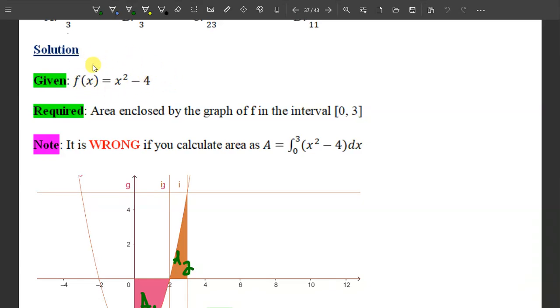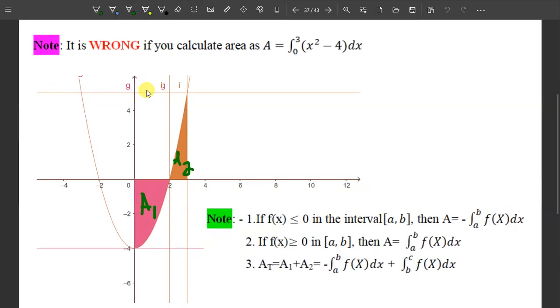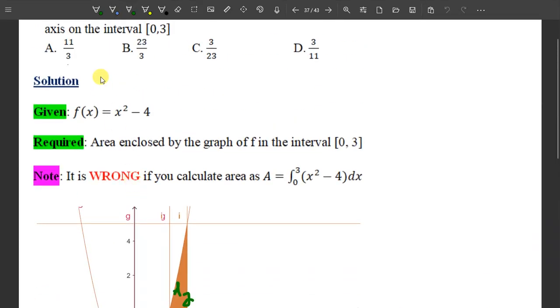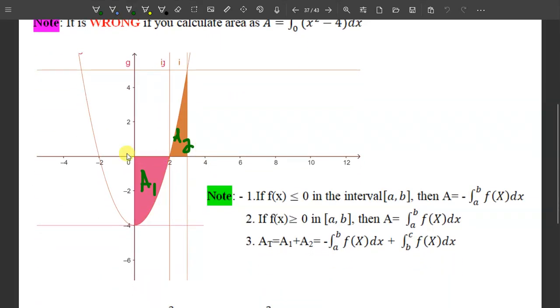The graph of any quadratic function is either an upward parabola or a downward parabola. In our case, it is an upward parabola since the coefficient of x squared is positive, and therefore the graph looks like this one. First find the x-intercept and the y-intercept. The y-intercept is simply minus 4 and the x-intercepts are 2 and minus 2. They can be obtained by setting f of x equal to 0 and solving for x squared, and we will get minus 2 and 2 as the x-intercepts.